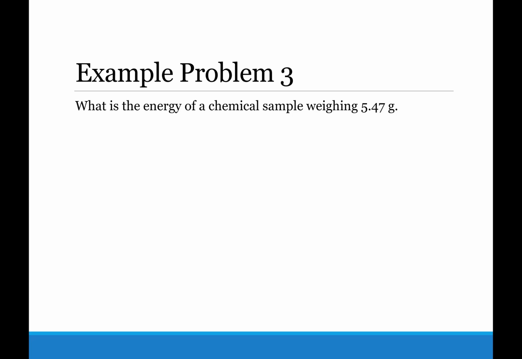Example problem 3 reads, what is the energy of a chemical sample weighing 5.47 grams? The equation that we're going to use for this problem is E equals mc squared, where E is energy measured in joules, m is mass measured in kilograms, and c is the speed of light. And so again, that's going to equal 3.0 times 10 to the 8 meters per second.